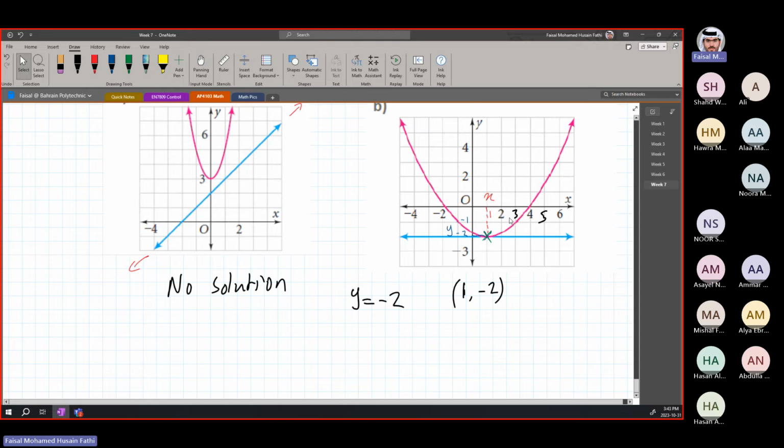The intersection here of the point is between the two graphs. It's not on the y-intercept. It's at this point, at the turning point, which is 1, minus 2.